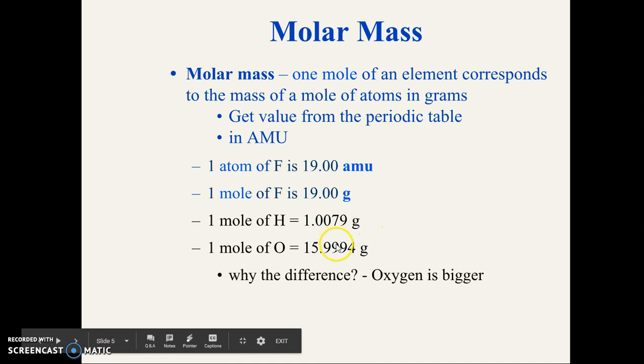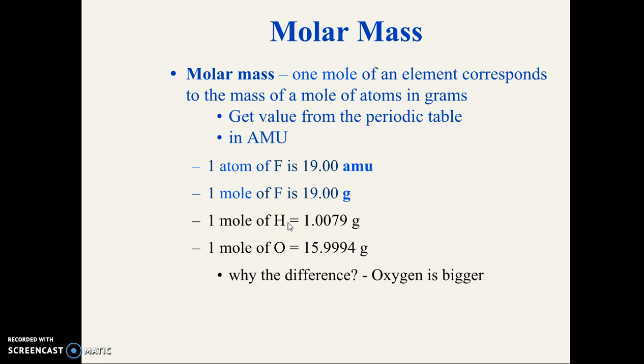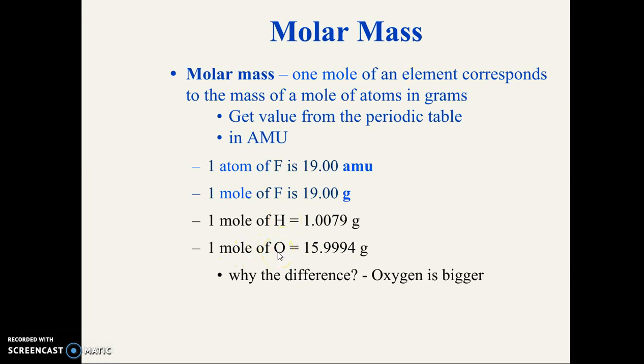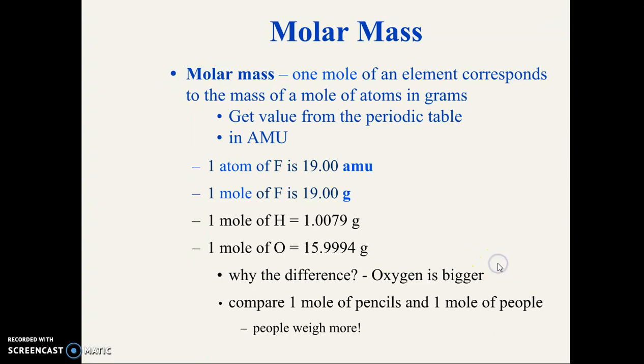But why does it weigh a different amount? Why does a mole of hydrogen, which is still 6.022 times 10 to the 23rd atoms, weigh 1.0079 grams, whereas a mole of oxygen weighs 15.9994 grams? The reason is hydrogen generally only has 1 proton and 1 neutron, whereas oxygen is going to have 8 protons and anywhere from 8 to 10 to sometimes 12 neutrons. So the reason is oxygen is just bigger. That's why 1 mole of the atoms is going to weigh more. It's just like comparing 1 mole of pencils to 1 mole of people. You have the same number, but the mole of people is going to weigh more.